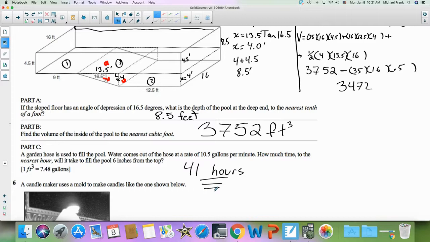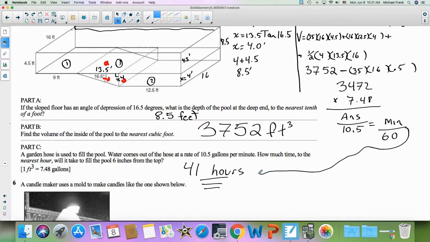Wow, what a problem. What a problem. Well, just to remind you what I did here in the calculator, first we multiplied this by 7.48. We got our answer. Our answer we had to divide by 10.5, which gave us our minutes. And then we divided by 60 to get our hours. Pretty crazy question.